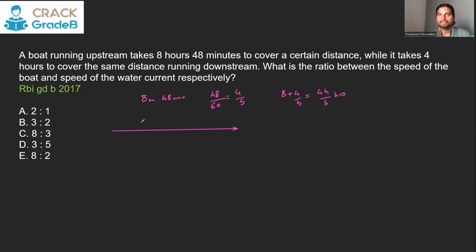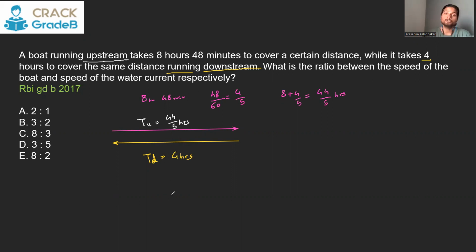Basically, the upstream time is 44 by 5 hours. While coming back, in the downstream, or you can say coming back, it doesn't make any difference. Time in downstream is 4 hours, because this time you are running in the downstream.